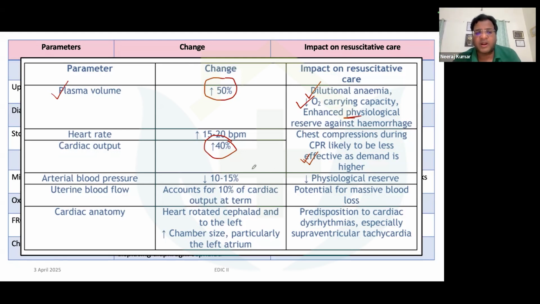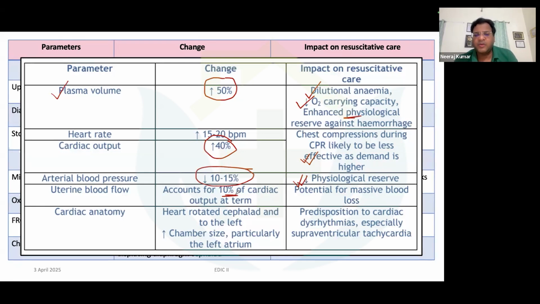Now come to the arterial blood pressure. Arterial blood pressure falls by 10 to 15%, and that's why the physiological reserve will decrease here. Now coming to the uterine blood flow, it accounts for around 10% of the cardiac output at term, and it is a potential source of massive blood loss.